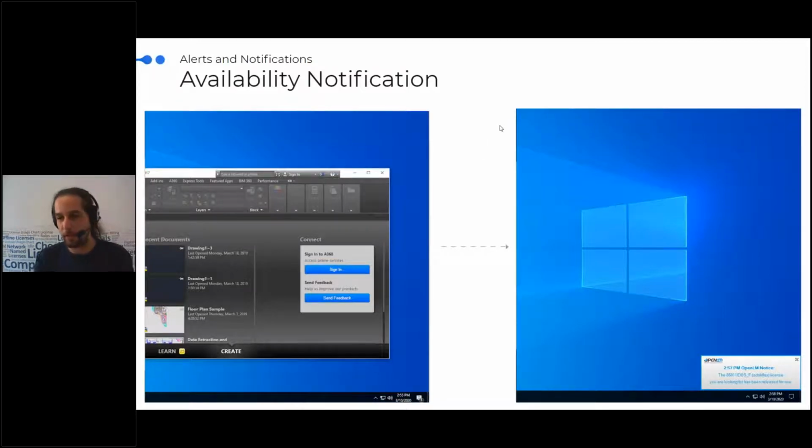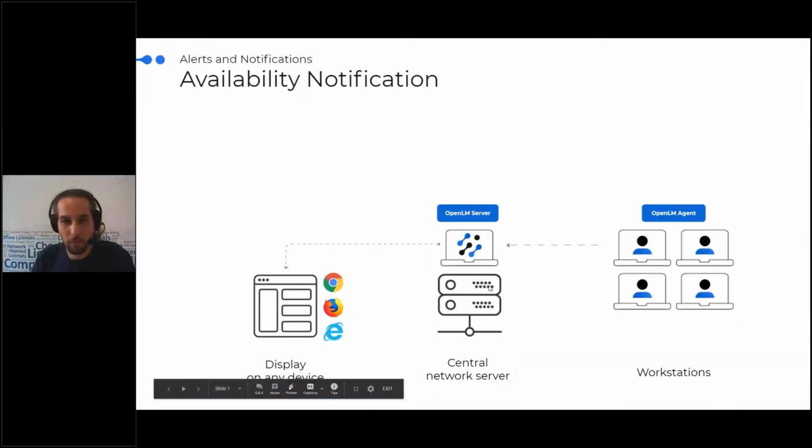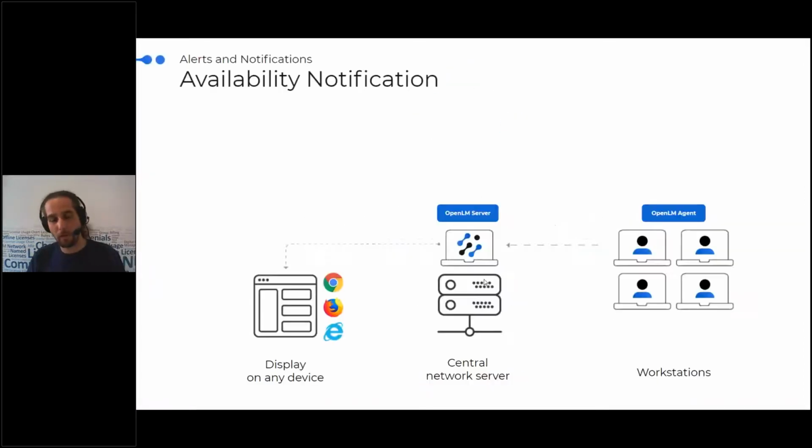It's a notification that the end user can get when a license he needs becomes free. So let's say I try to get a license, but I get denied. So I can just wait. And once the license is free, I get a message popping up just like this, saying that, hey, you got that license free now. You can go and try and get it. So what do you need for that? Basically the OpenLM agent installed on the workstations.